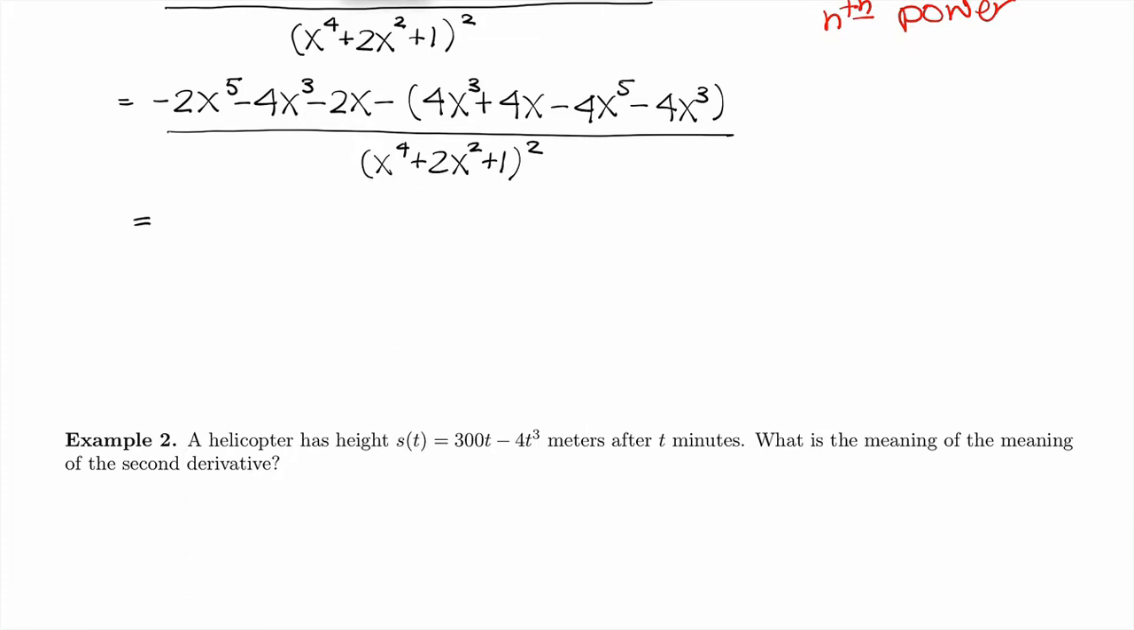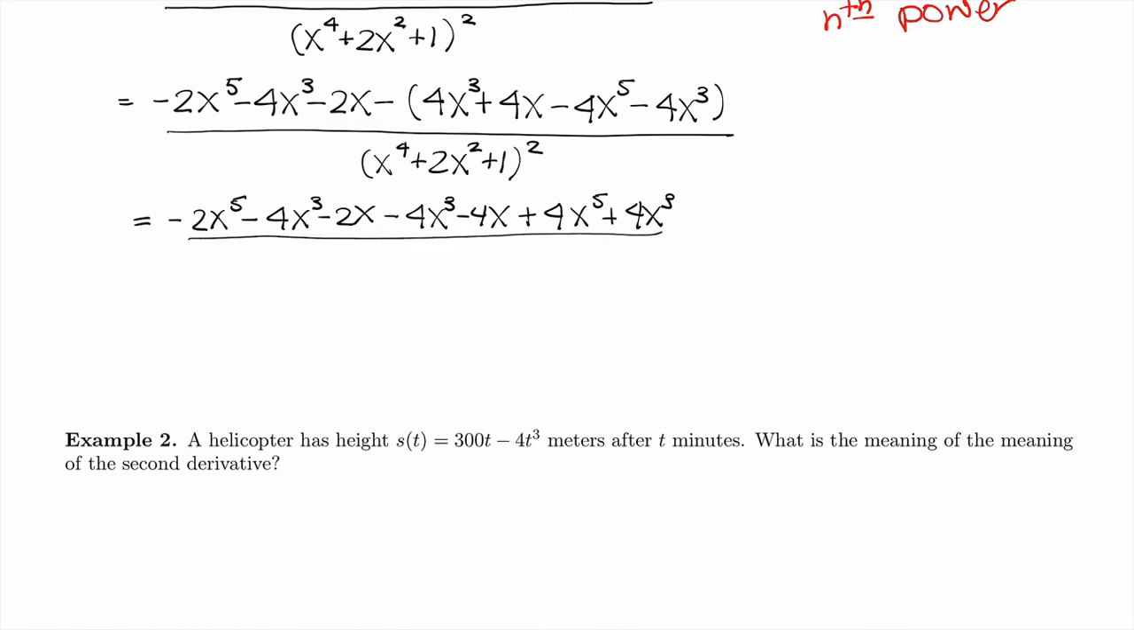So now we have negative 2x to the fifth minus 4x cubed minus 2x minus 4x cubed minus 4x plus 4x to the fifth plus 4x cubed. So now we can combine all of our like terms. The denominator is x to the fourth plus 2x squared plus 1 squared.